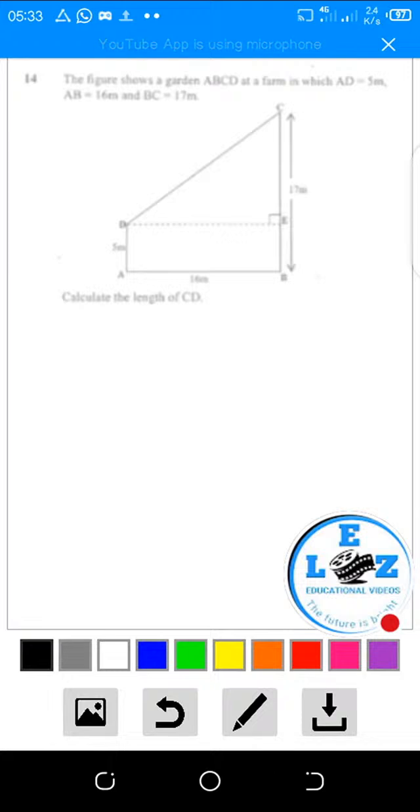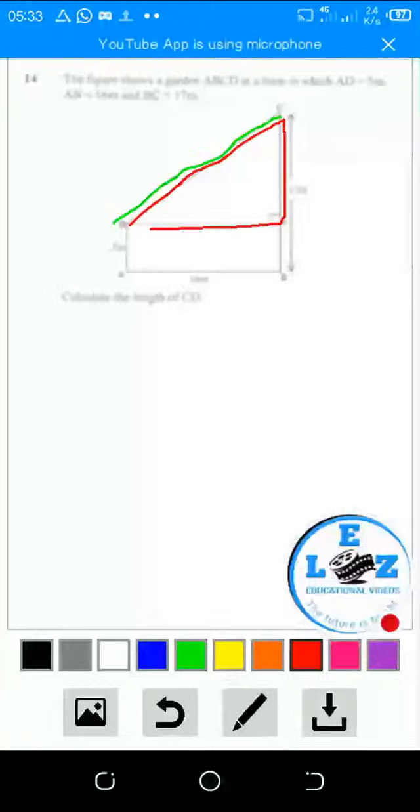So let's identify the length CD. This is the length CD, and that's what we want to calculate. What are we going to use now? We can agree that this one is a triangle, so we need to use that triangle to find the length of CD.